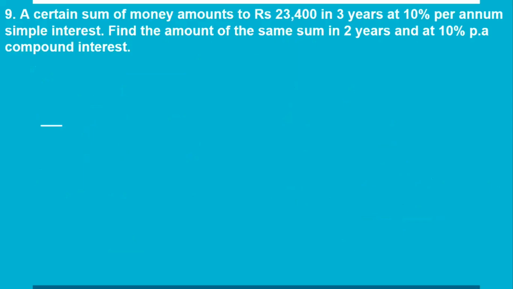A certain sum of money amounts to rupees 23,400 in 3 years at 10% per annum simple interest. Find the amount of the same sum in 2 years at 10% per annum compound interest. Now, here you are given that a certain sum of money amounts to rupees 23,400 in 3 years. So this is the amount. So simple interest is equal to A minus P, that is 23,000.